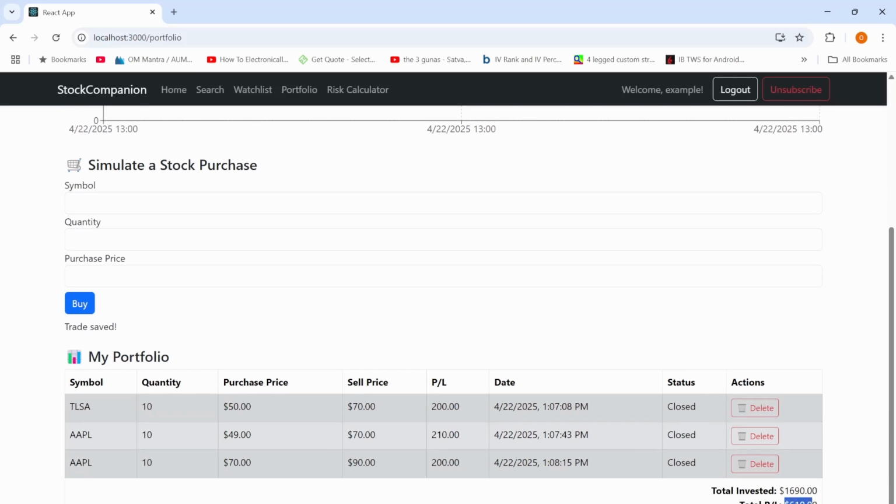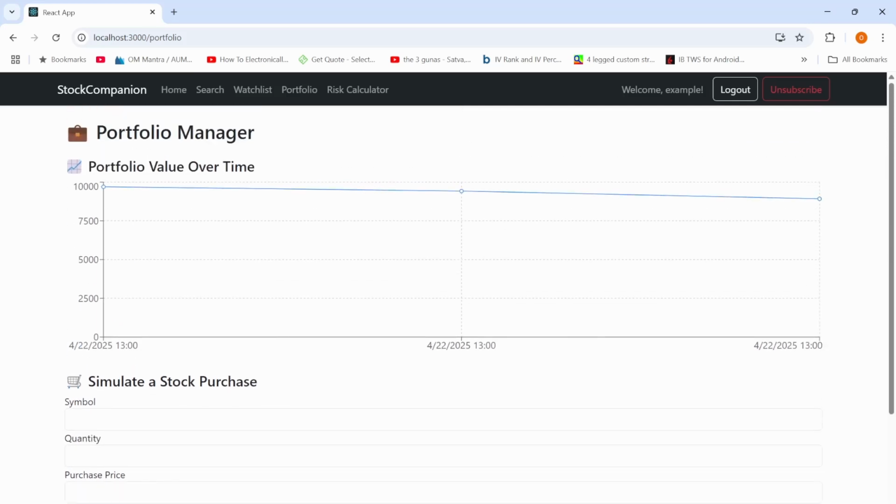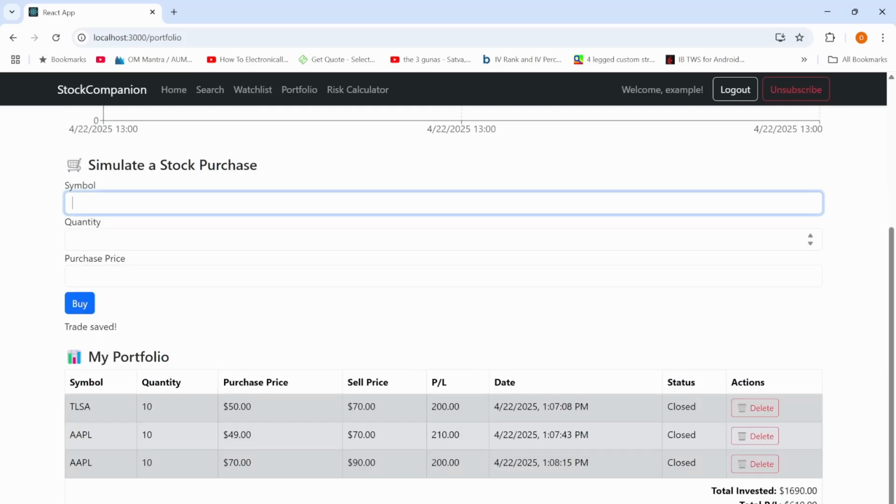Our P&L is looking good. I'm sorry, our return on investment is looking good. There's something off with the chart. I need to check that.